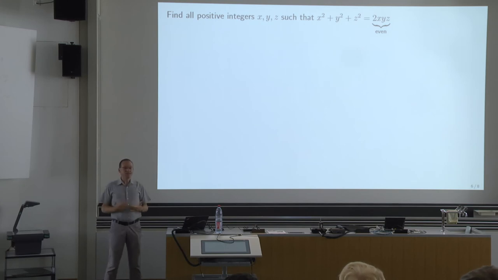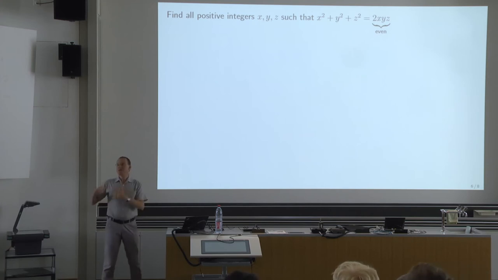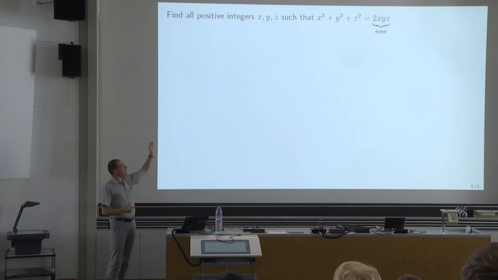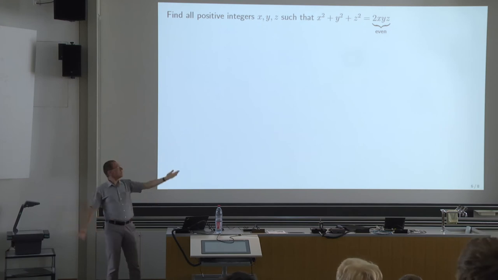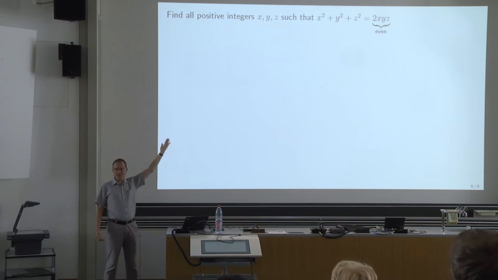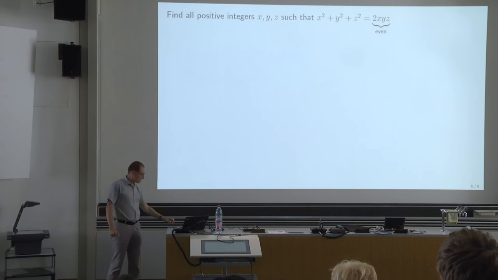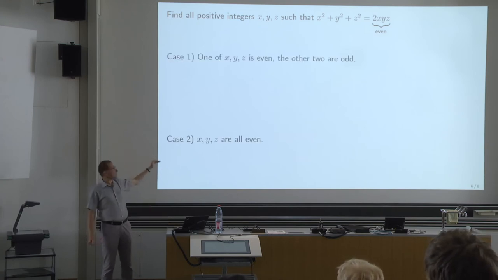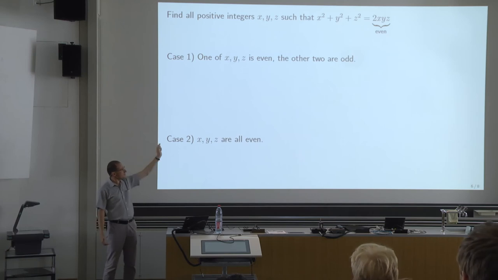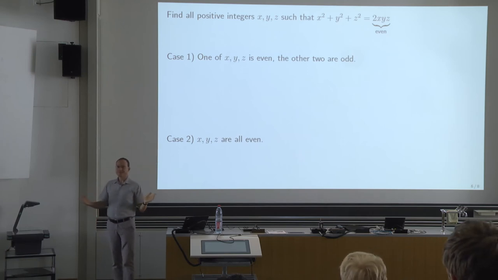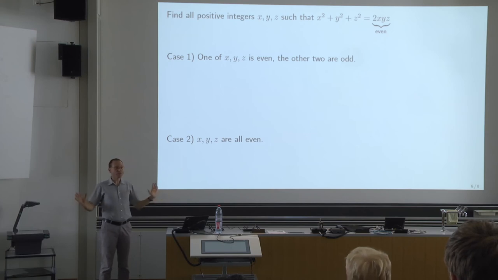How can the left-hand side be even? What are the circumstances under which the left-hand side is even? Yes? Absolutely. Either one is even and two odd, or all three of them are even. That's the only possibility. You cannot have two even and one odd, then the left-hand side would be odd. And you cannot have three odd quantities on the left-hand side, then the left-hand side would be odd. As you say, there are only two cases. Either they're all even, or one of them is even and two of them are odd. These are the only two cases.